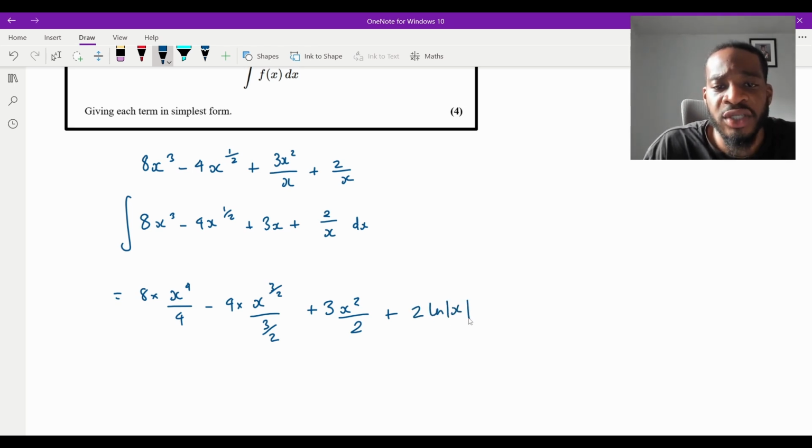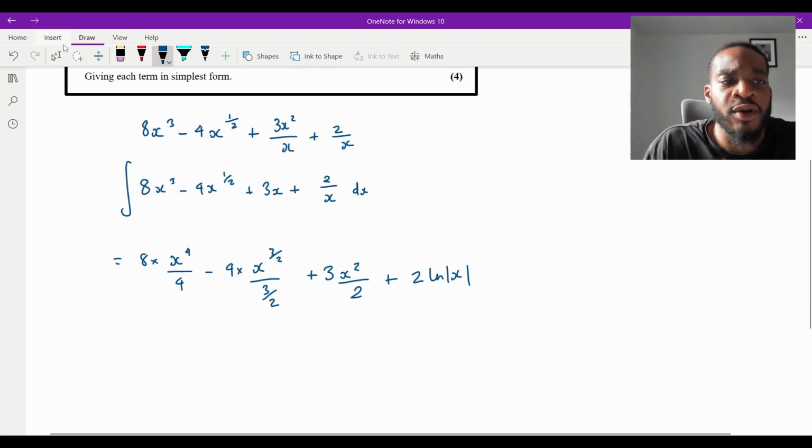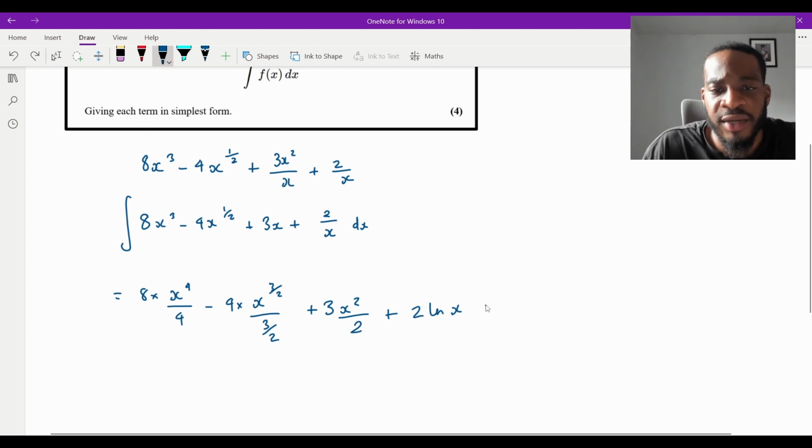Now, you should put modulus signs, but they did tell us that x is greater than 0, so we don't need to. I'll take them off, but you should do it anyway. And I'm going to put plus c.